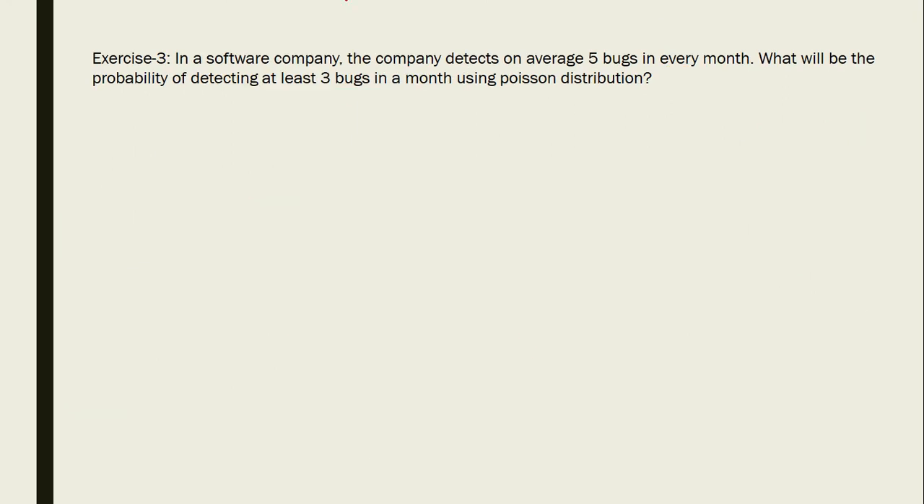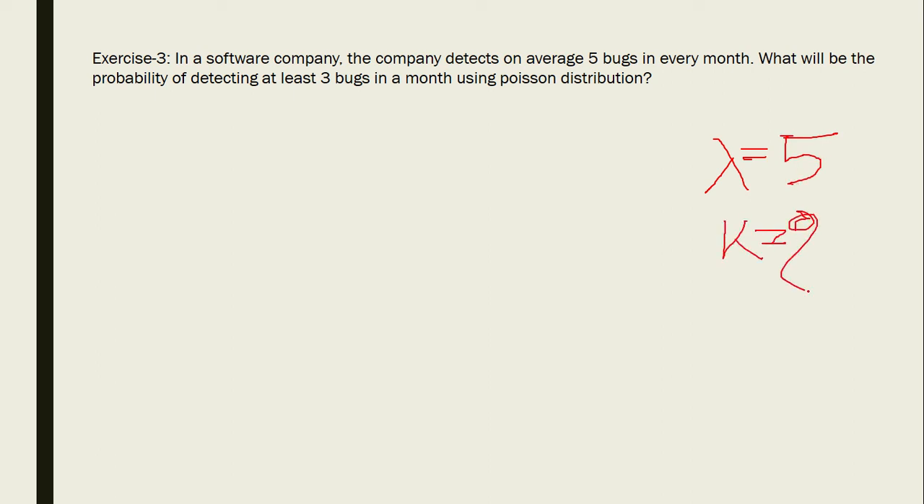So the next question is saying that in a software company, the company detects on average 5 bugs in every month. What will be the probability of detecting at least 3 bugs in a month using Poisson distribution, right? That means the lambda is 5, the average is 5, right? So the average is 5. But what is the value of k?